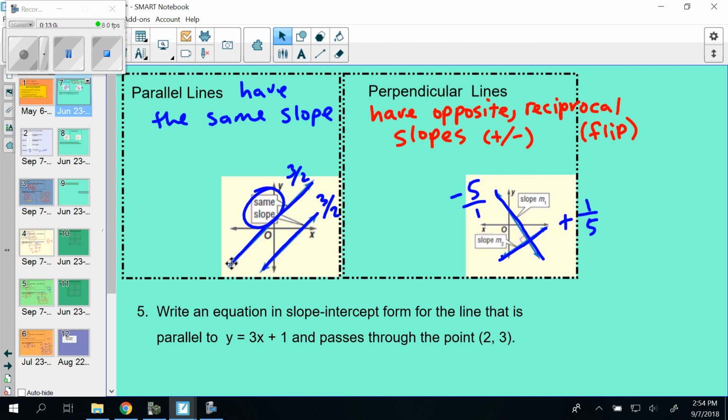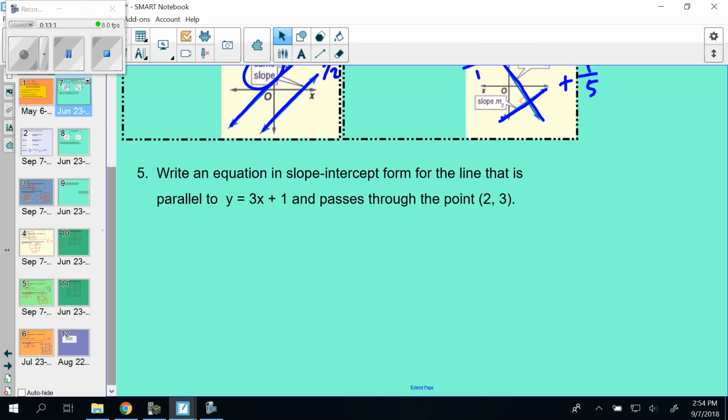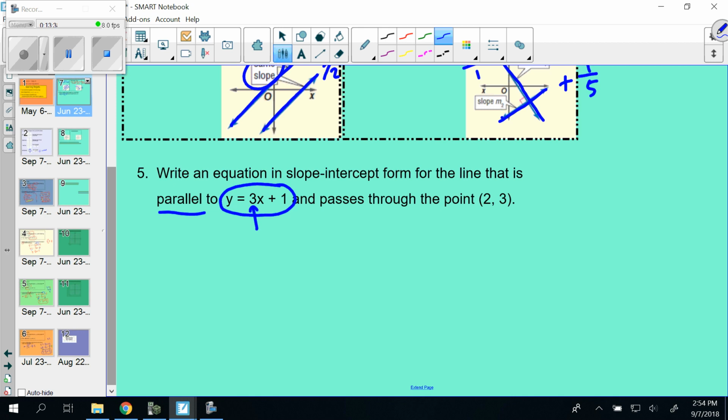All right, let's try some of these out where you're doing an equation. Write the equation in slope-intercept form for the line that is parallel to y equals 3x plus 1 and passes through the point (2, 3). Okay, if this line has one parallel to it, then we know the slopes have to be the same. So what you got to be able to do is pick out of this equation what the slope is. We know the slope is right there. Our slope is going to be 3, so the parallel line is also going to have a slope of 3.